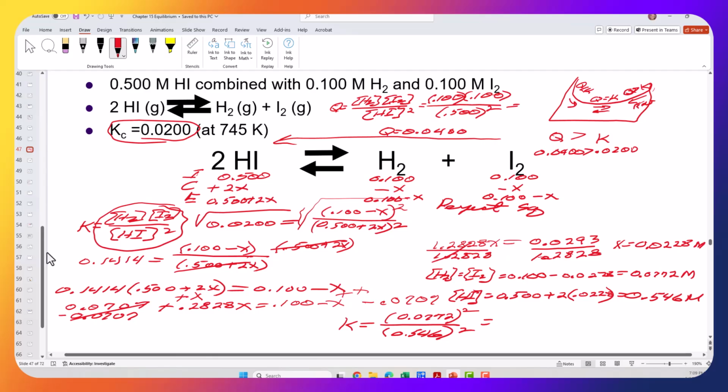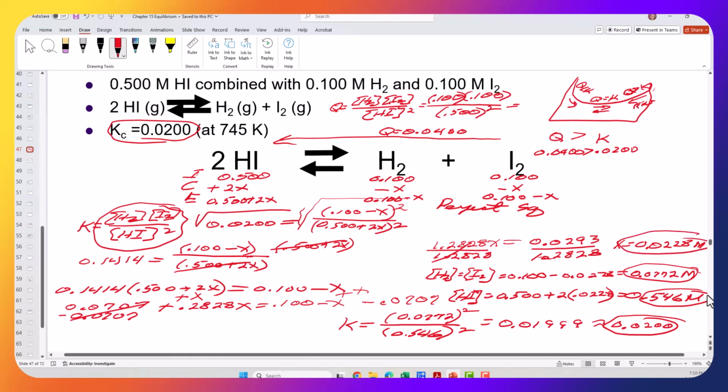So let's do that. So we've got 0.0772 squared divided by 0.546 squared, and I get 0.01999, which will definitely, to 3 sig figs, go ahead and round to 0.0200. Okay, that's my check, and so I think I've got good answers there for everything. This is my X value.